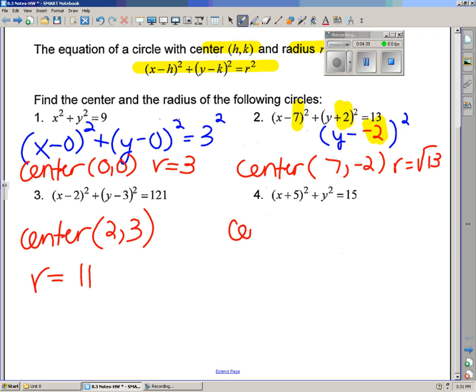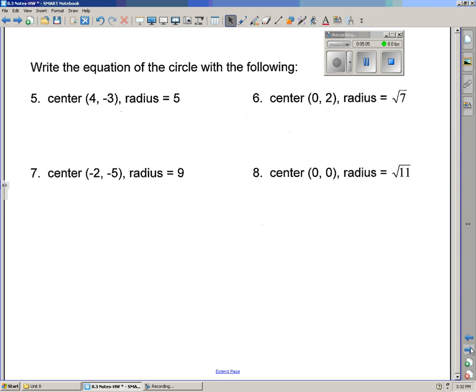Same thing in 4. If my center is x plus 5, then my h is minus 5. If I don't have a value for y, then my center there, k, is 0. And then my radius is just the square root of 15, which is irrational. You can't do it. So if you're given an equation, you should be able to pull out the center and the radius. Just like if you're given the center and the radius, you should be able to write your equations.